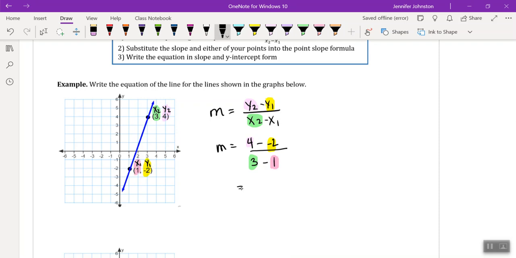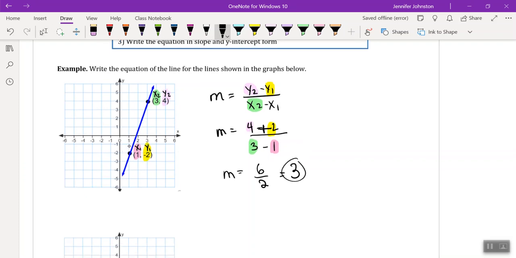Okay, so let's go figure out the slope. 4 minus -2. And we saw that we could just make this into one big plus sign here because 2 negatives give us a positive. So we get 6 over 2, which is 3. Our slope is 3.